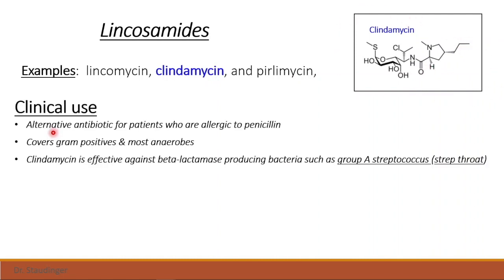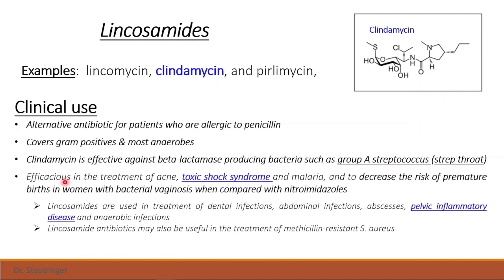Clindamycin is used as an alternative antibiotic for patients who are allergic to penicillin. Clindamycin covers most gram-positives and most anaerobes. It's also effective against beta-lactamase producing bacteria, to include group A Streptococcus, which causes strep throat. It's efficacious in the treatment of toxic shock syndrome and also to decrease the risk of premature births in women with bacterial vaginosis when compared with nitroimidazoles. Clindamycin is also used in the treatment of pelvic inflammatory disease and can also be useful in the treatment of MRSA.